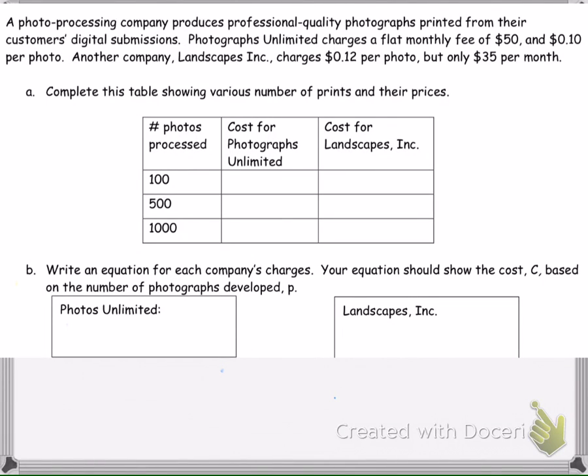We're going to go ahead and, instead of completing part A first, we're going to skip over to part B, and it asks us to write an equation to represent each company's charges. So the first company is Photographs Unlimited, and it says they charge a monthly flat fee of $50, $0.10 per photo.